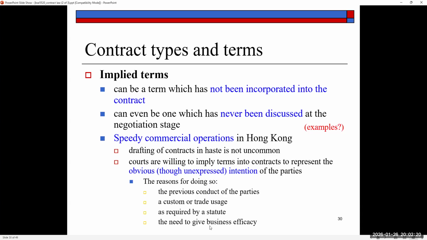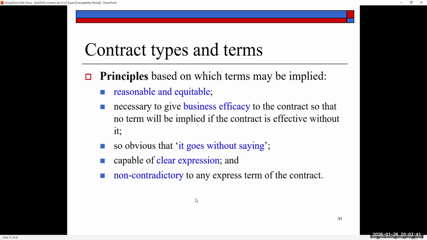And another reason is the need to give business efficacy. The pace of commercial operations in Hong Kong is so quick. So that's why the court usually allow, in order for speedy commercial operations, allow some terms to be implied into a contract. Okay? So based on which, what are the principles based on which some terms could be implied? For the term to be able to be implied, it needs to be reasonable and equitable.